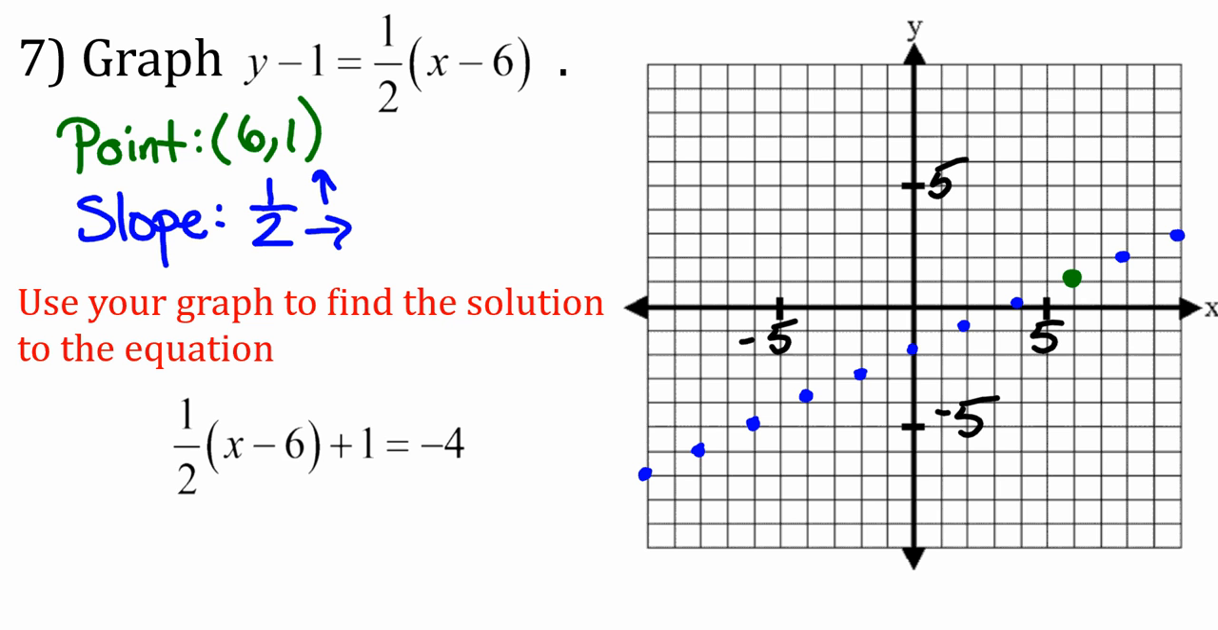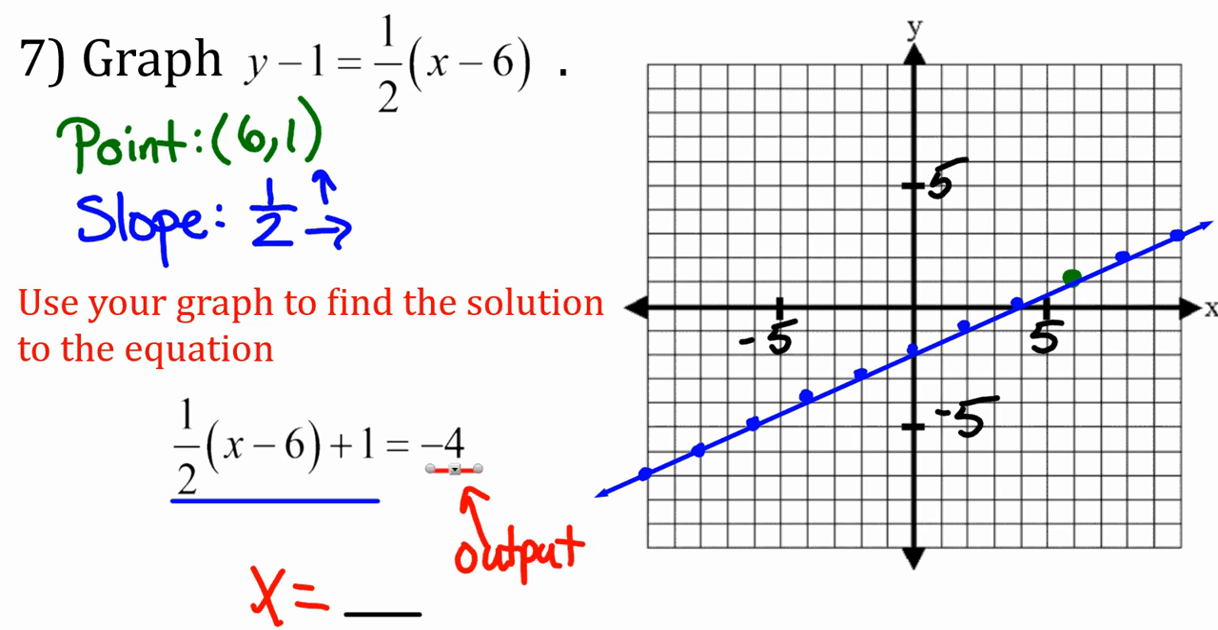Again, lines are continuous, so you want to connect those points. So there's our function. Now, we want to find the solution to the following equation: 1/2 times (x minus 6) plus 1 is equal to -4. Well, what does this mean for us? We have the graph of the function here on the left. And notice it's just a slight variation because we had to get the output y alone, so we just added 1. It's still another format of the same equation that we're working with.